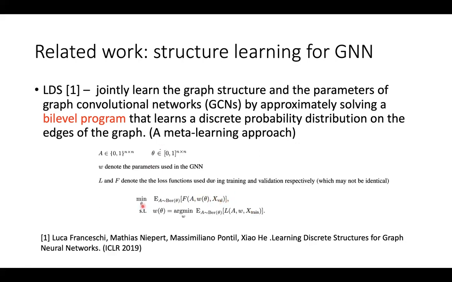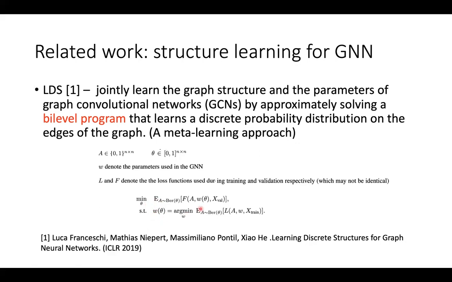In the meanwhile, the parameters of the GNN would be the ones that minimize the classification error on the training dataset. Through this bi-level program, we can optimize this set of two parameters, theta and W, iteratively, because we can view theta as an outer optimization parameter, and W as an inner optimization problem.